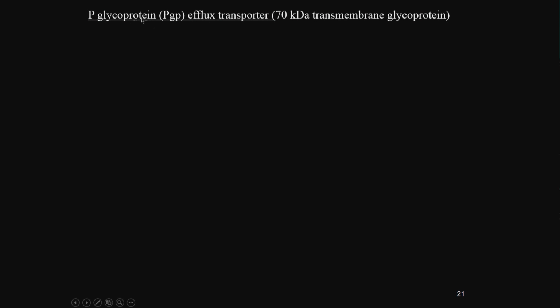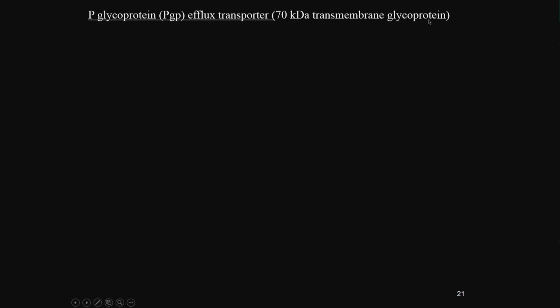Now, let us look at this P glycoprotein efflux transporter, because it plays a very important role in effluxing drugs out of the system, whether it is in the plasma region or the blood brain region or any other part. These are around 70 kilodalton transmembrane glycoproteins.